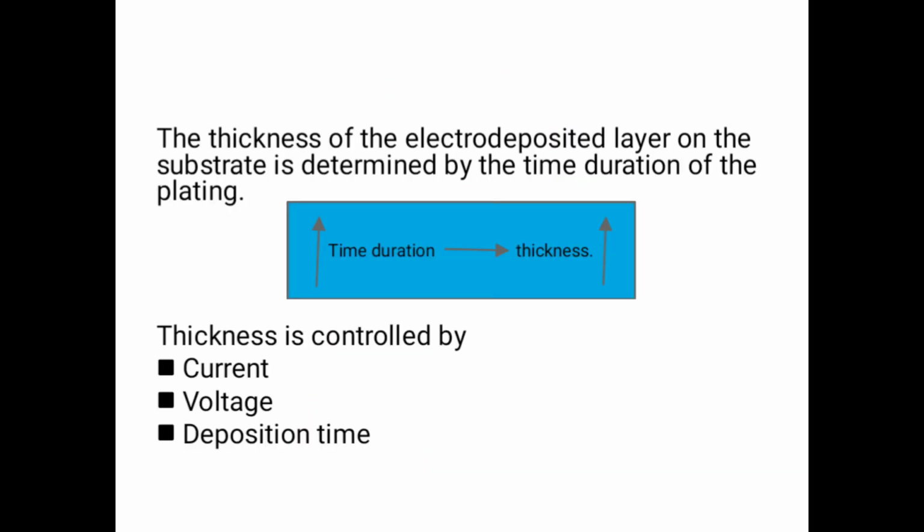So let's see how this process can be controlled and on which factors this process depends. The thickness is controlled by current, voltage and deposition time. Like I have explained above, if the time duration is more, if we allow the deposition of metal ions to keep depositing onto the surface of the electrode for a longer period of time, then the thickness will be more.